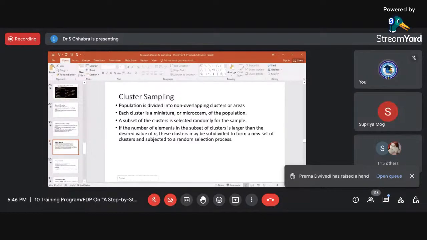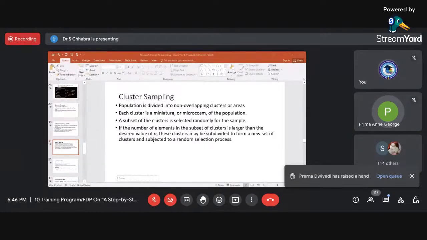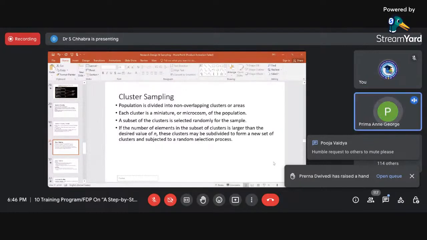Actually what you have to do is find such geographical areas elsewhere in the city. The entire city should be covered. I hope my point is taken. The entire geographical area which you are considering should be divided into definite areas, and samples should be taken from those definite areas.